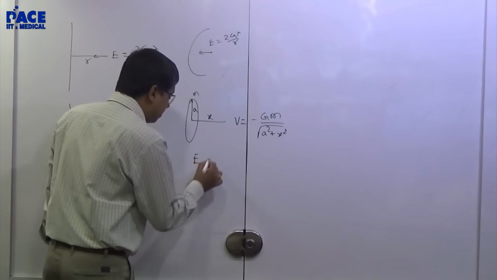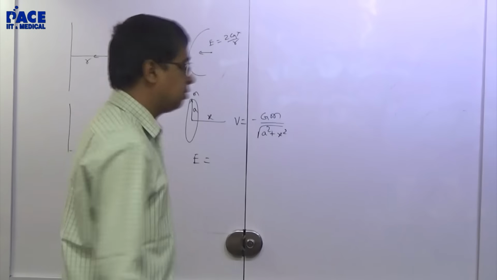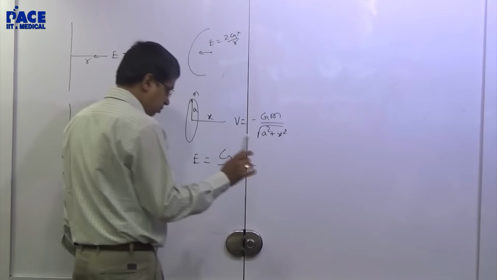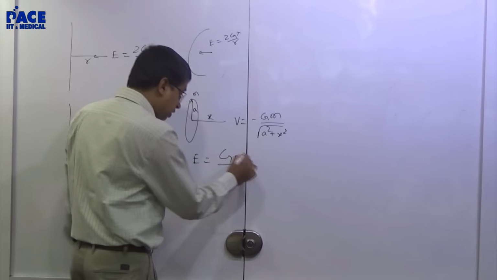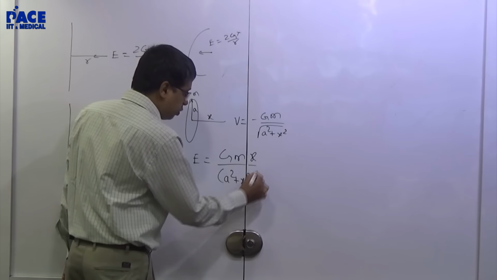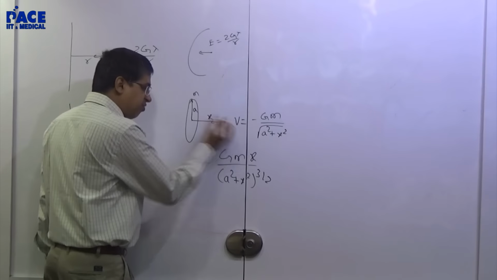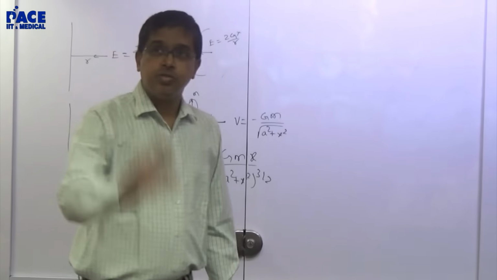Tell me the expression for field. Negative GM upon A square plus x square the whole raised to 3 by 2. GMx, A square plus x square to the power 3 by 2. Do not carry negative sign. Tell me the field is inverse. Clear? Okay. Switch off the mic.